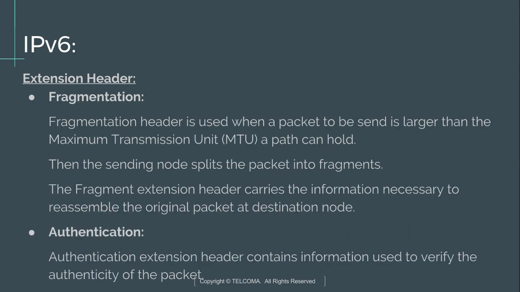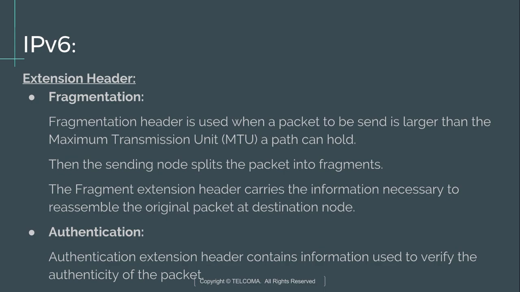Next is fragmentation. The fragmentation header is used when a packet to be sent is larger than the MTU, that is the maximum transmission unit, which a path can hold. So when our data becomes larger than the MTU, it is divided into fragments or smaller units, and each fragment is added with the information necessary to reassemble the original packet at the destination node, that is, it is assigned a sequence number before sending to the receiver.